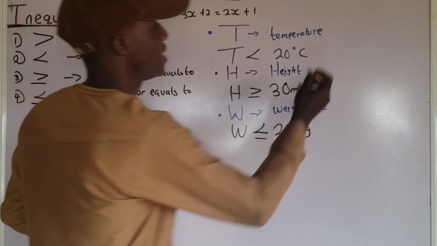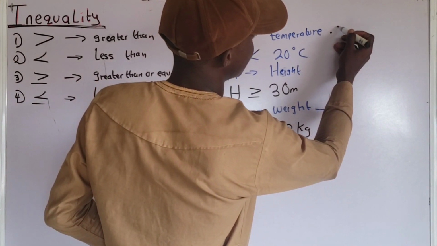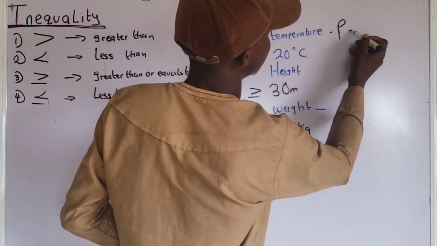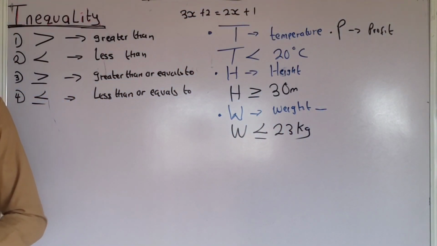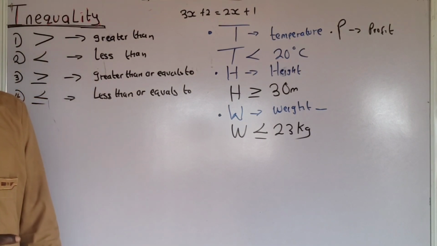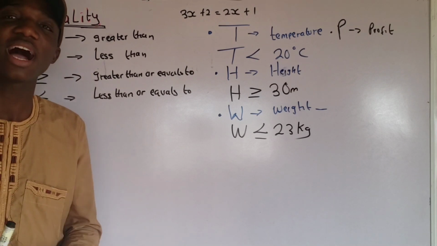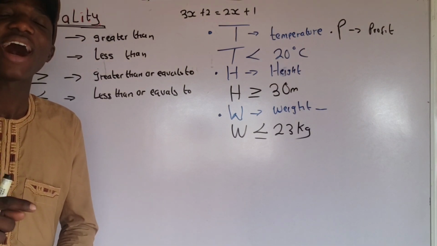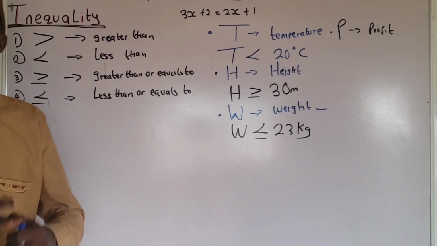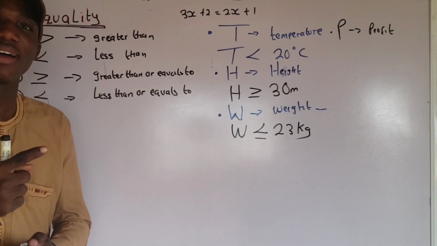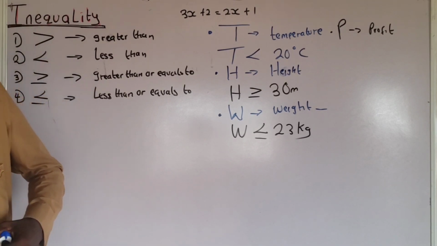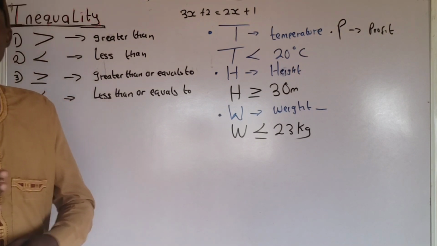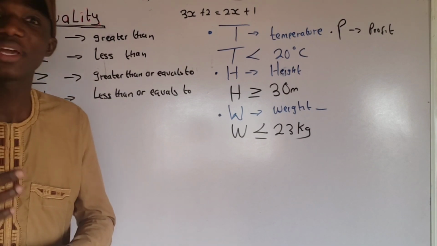Okay. Now let's say P is the profit, okay? Now, we are told in the statement that the company needs to make at least $10,000. That means the least amount of money that they need to make is $10,000 of profit. That means that they can make more than $10,000. Are you paying attention? The company can make more than $10,000, but it must not make less than $10,000.